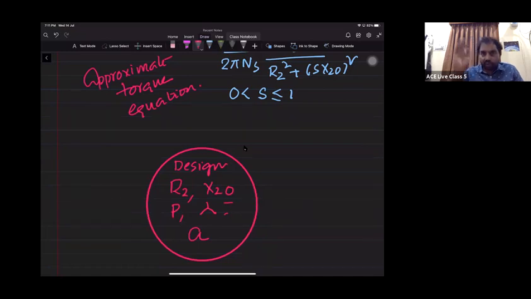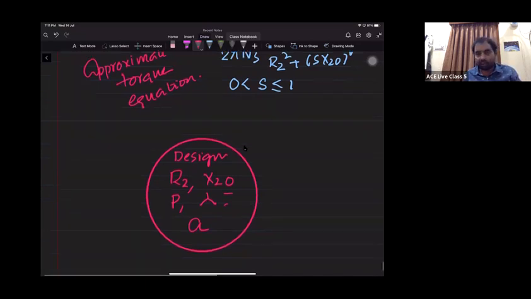So if you want to change any of these, rotor input, rotor losses, rotor output, if you want to vary those parameters, that has to be changed during the design stage. Once the motor is ready, once the design is ready, you cannot vary them by varying these parameters, right?